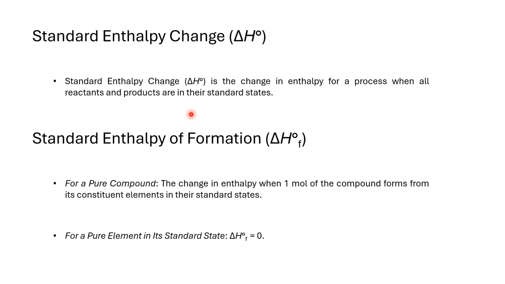Now, when we're talking about standard enthalpy change, the standard part is this little degree sign, right? So delta H is change in enthalpy, but the standard enthalpy change is the change in enthalpy for a chemical process when all the reactants and products are in their standard states. So all the reactants and products have to be in their standard states for you to calculate a standard enthalpy change. That makes sense. If everything's relative to a standard, you're calculating based on that standard, and you can get a delta H standard for that. Okay?